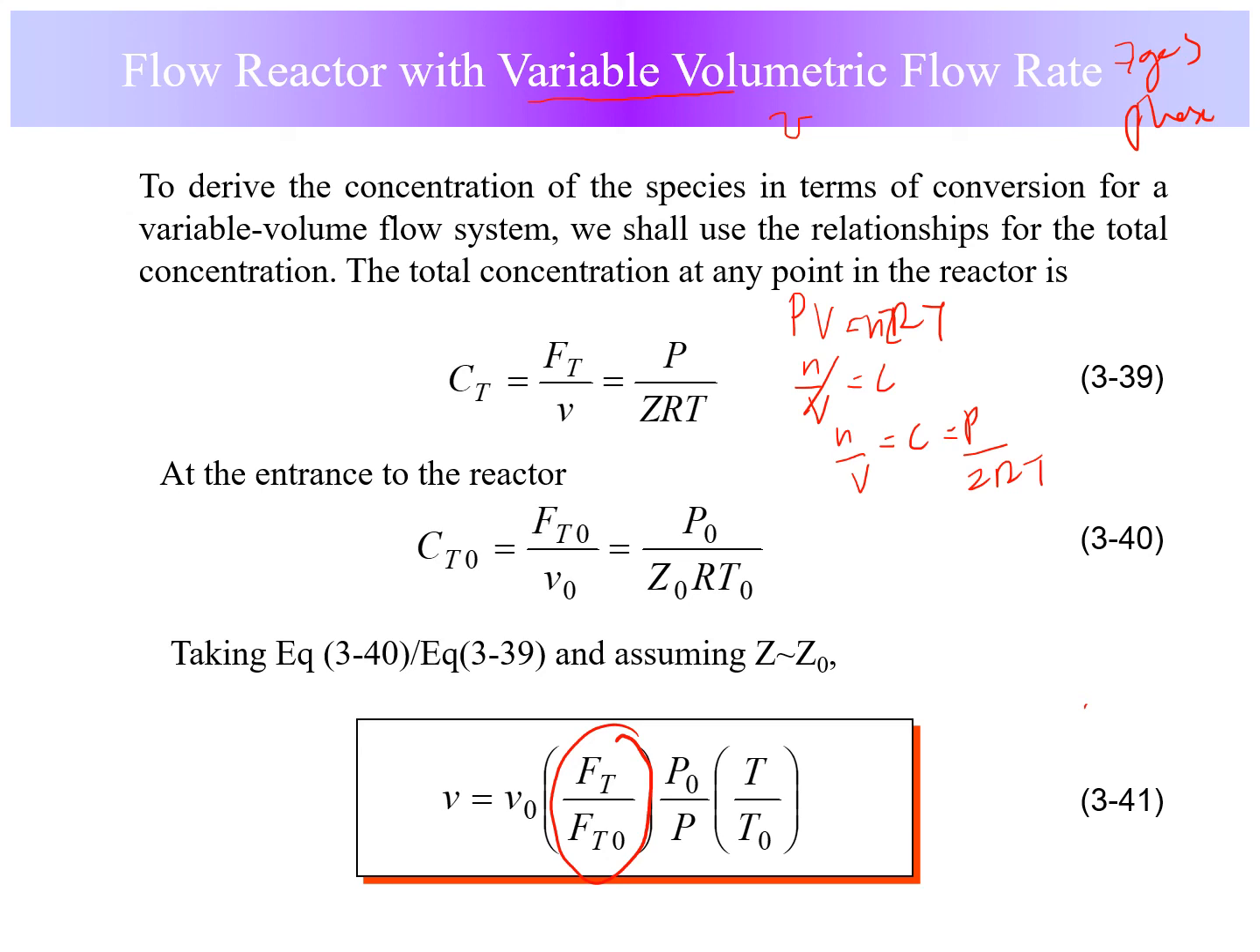So this is for the total concentration, and then at the entrance of the reactor we have T equal to 0. It should be like this. Just put 0 here. Taking equation 3-40 with 3-39 and assuming that Z is approximately the same as Z0, you can cancel. So the final equation would be like this, equation 3-41.